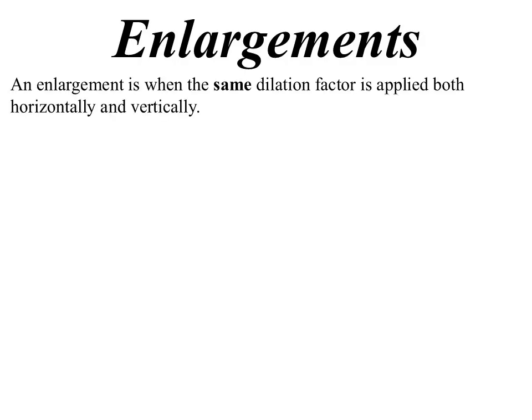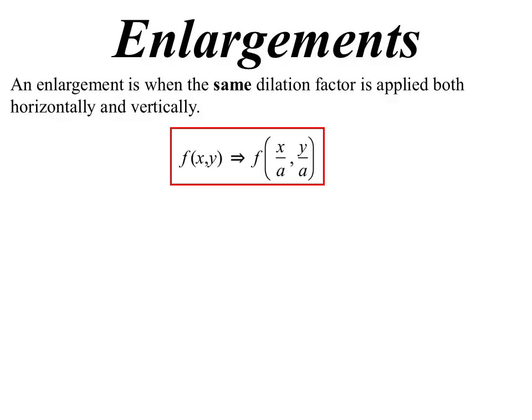So enlargements then. We've got a shape, we're just going to enlarge the shape. And that's when we apply the same factor in both directions. So we dilate both horizontally and vertically by the same amount. So you can think of it as saying, well, I'm going to replace both the x and the y with x over a and y over a.